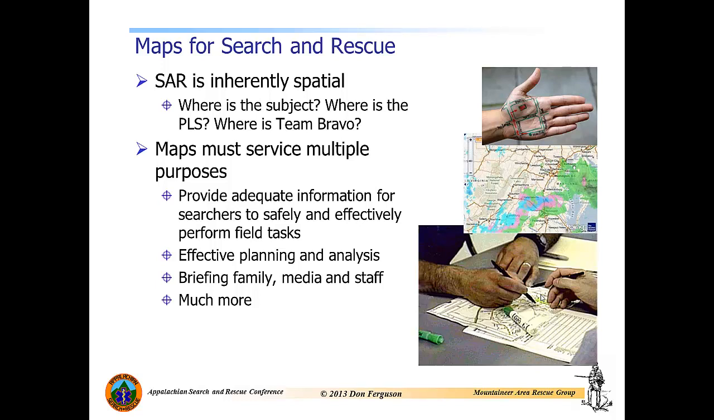Maps not only provide a bird's-eye-like view of the terrain, but allow the user to better understand the environment that they're working in. Through this understanding, we can reduce the risk to searchers and more effectively manage resources. Maps also allow us to better communicate information to others, such as family members, the media, other searchers, or the responsible authorities.